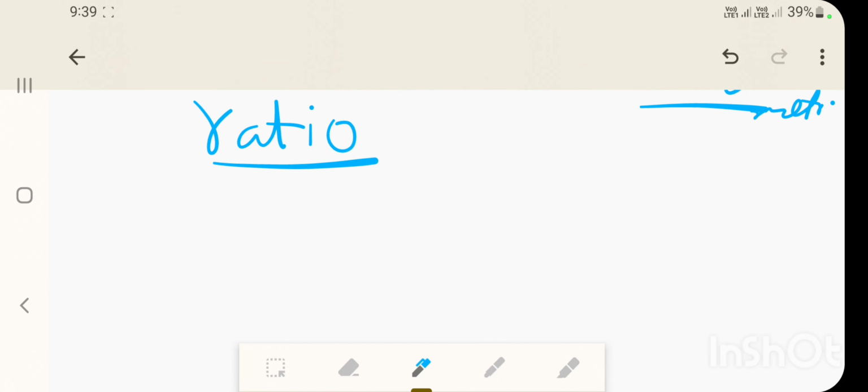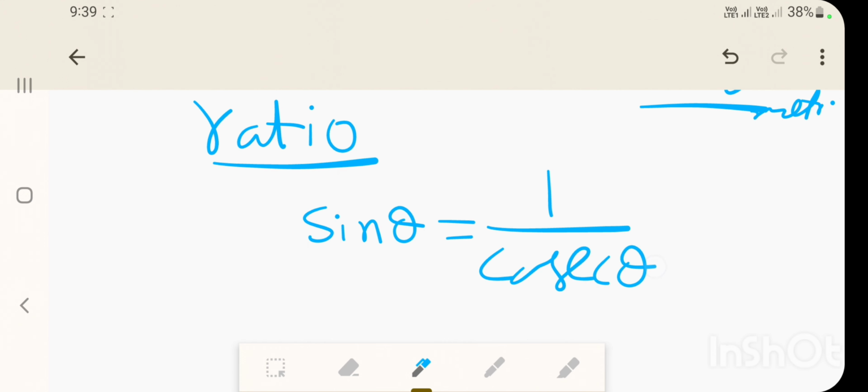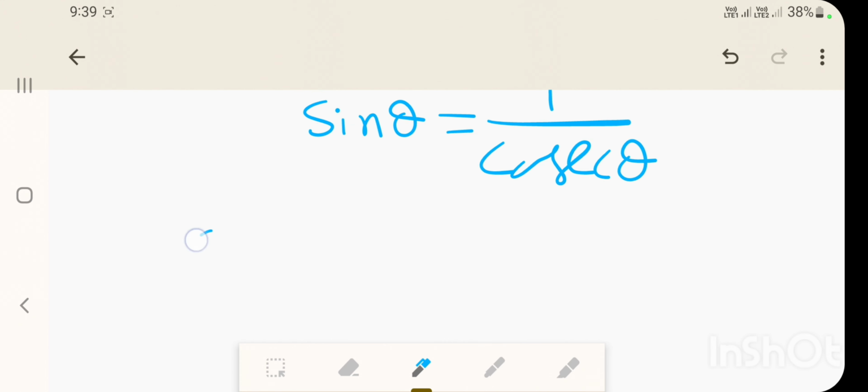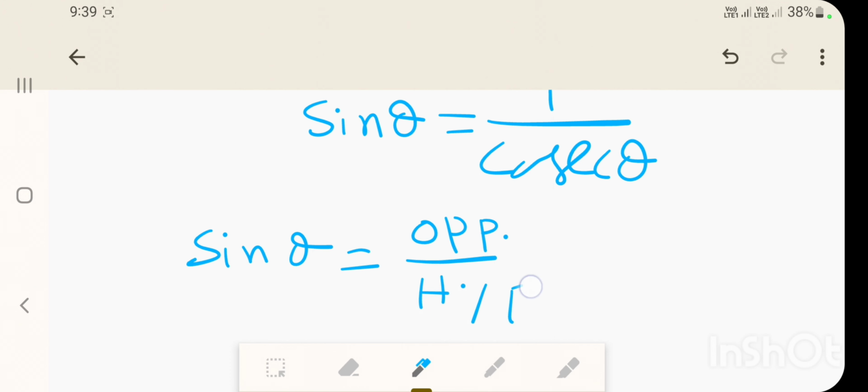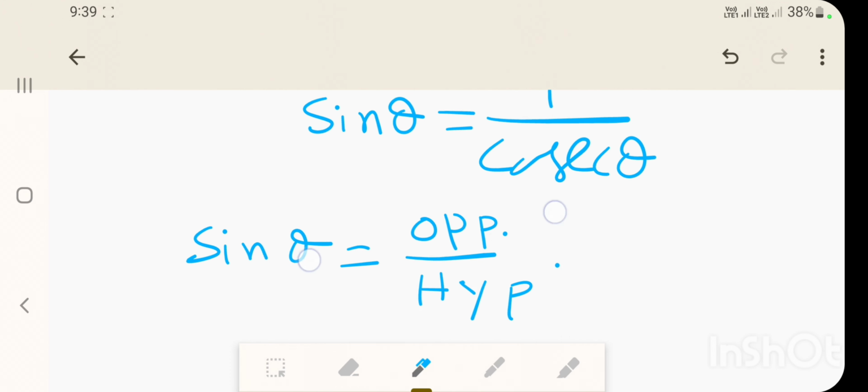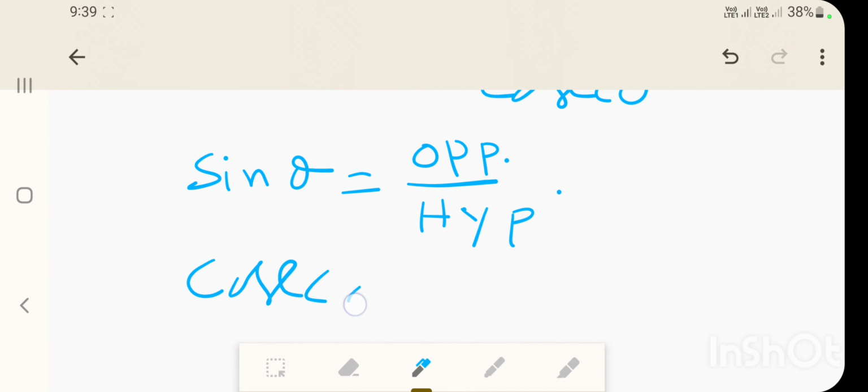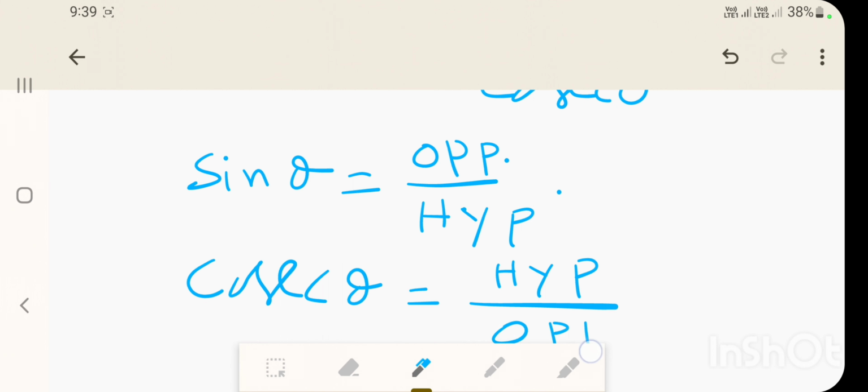Okay, we have seen sin theta, cos theta, tan theta, and the reciprocal of sin theta is cosecant theta. We know that sin theta is the length of the opposite side divided by the length of the hypotenuse, and cosecant theta is the reciprocal of this, that is, the length of the hypotenuse divided by the length of the opposite side in a right triangle.